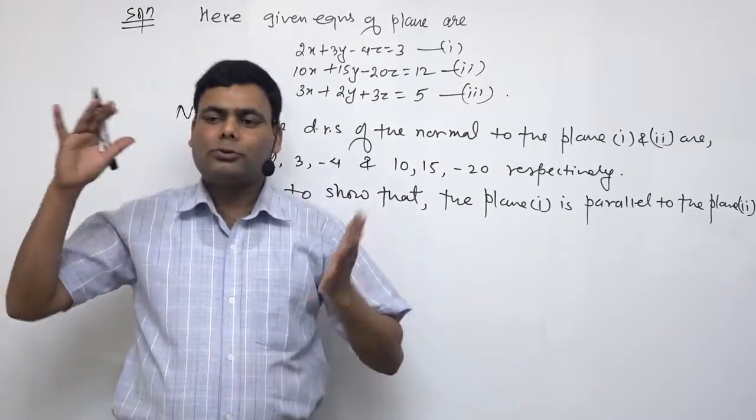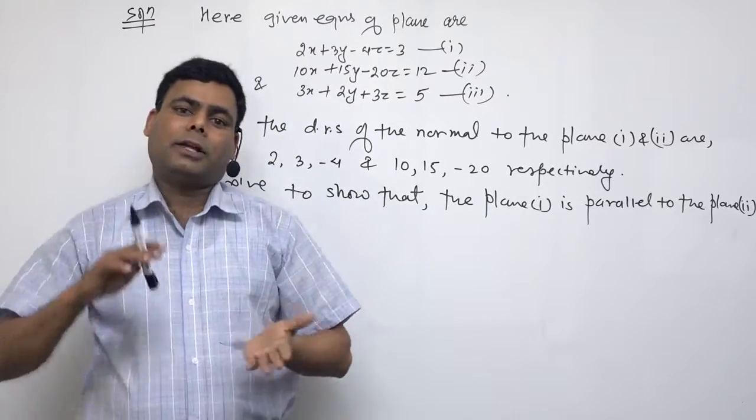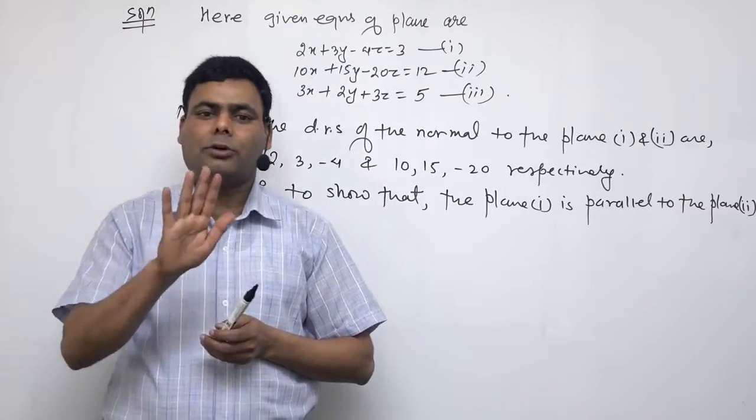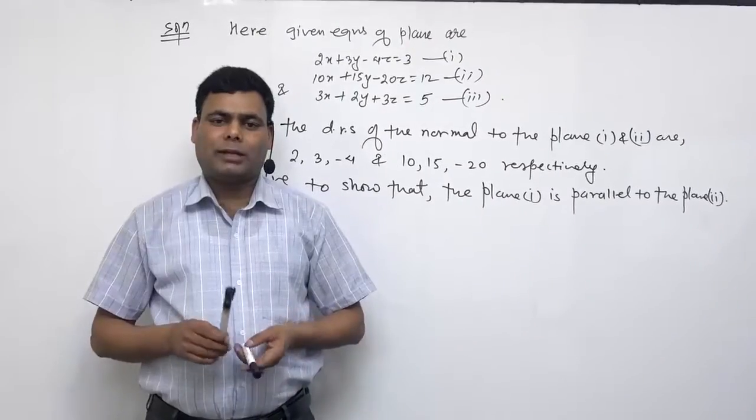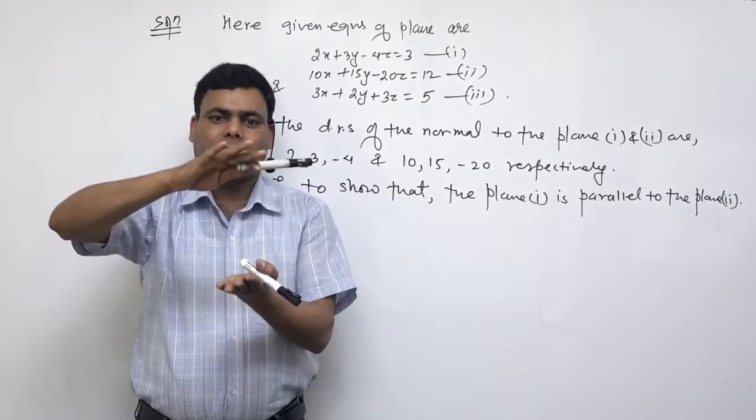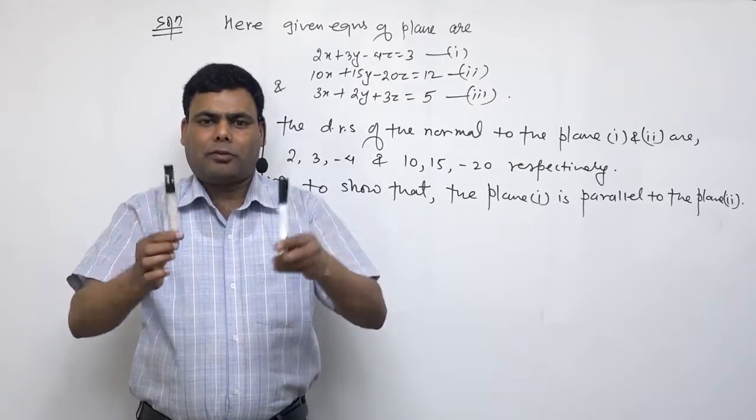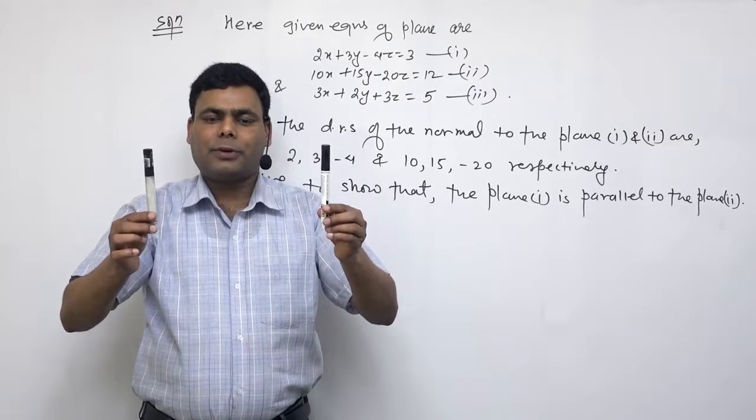We know that if two planes are parallel to each other, then normals to these planes are also parallel.